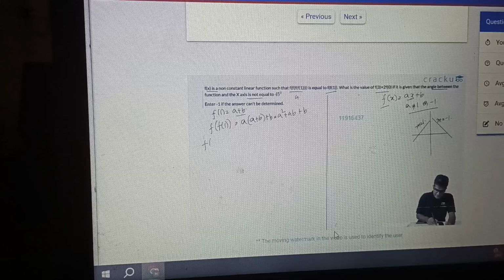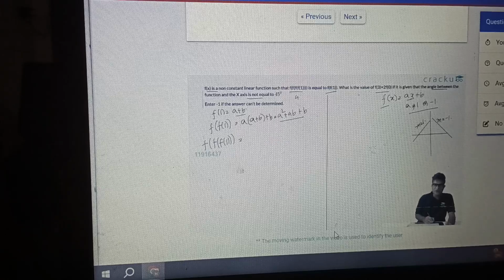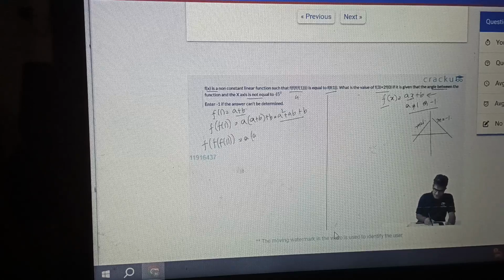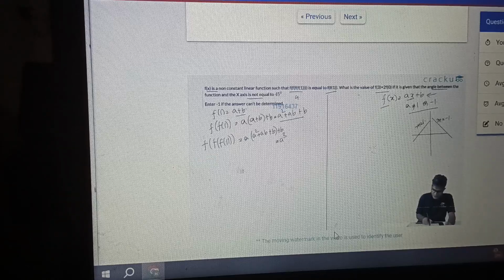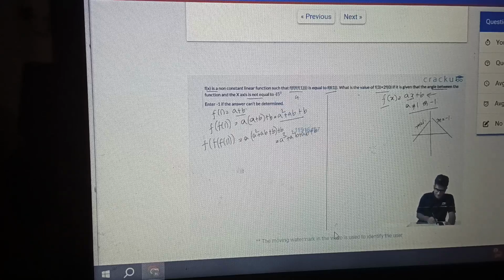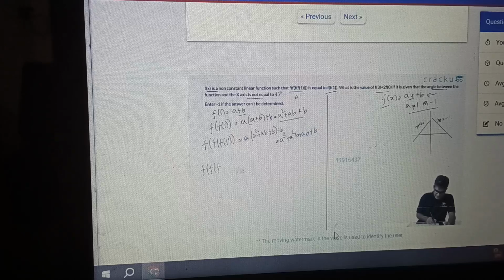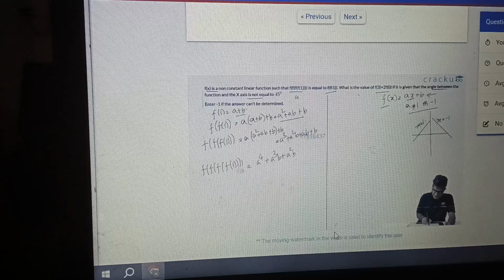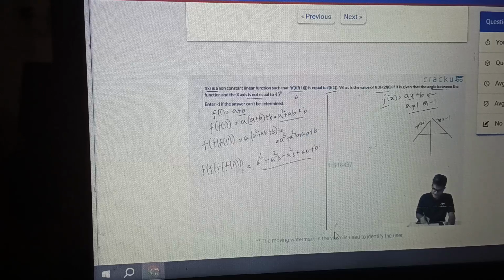Similarly, applying f again, where you substitute the value of x to be equal to a square plus ab plus b in the equation for f of x, gives a into a square plus ab plus b, plus b. So this is going to equal a cube plus a square b plus ab plus b. In the same way, the next value is going to equal a to the power 4 plus a cube b plus a square b plus ab plus b. We are told that this is equal to this.